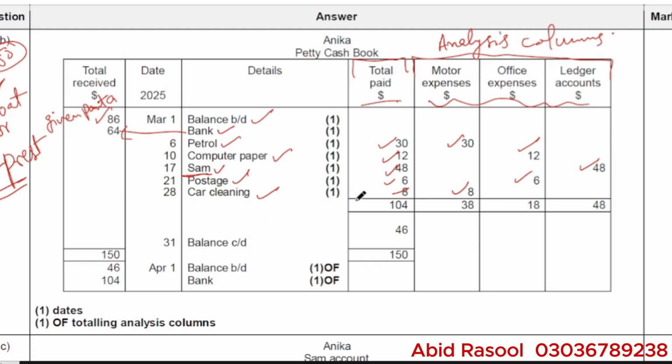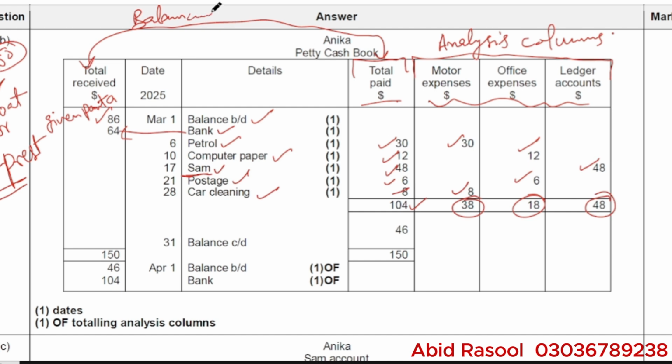After that, students, you will sum these columns. Take the total of ledger accounts, 48; office expenses, 18; motor expenses, 38; and total paid is 104. Now we are done with putting in all the entries. Now we have to balance off. The next step of the petty cash book is balancing it off. How will we do it? For balancing off, we compare these two columns, total received and total paid.